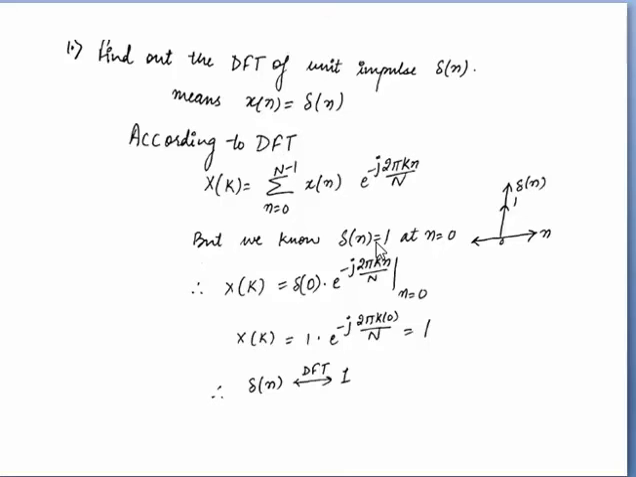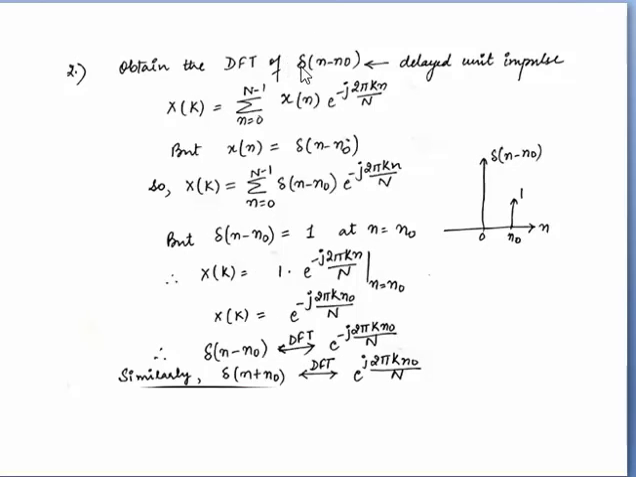Also we know delta of n, the unit impulse, is equal to 1 for n equal to 0. So this summation is only for n equal to 0. Delta of 0 into e raised to power minus j 2 pi k n over N at n equal to 0. So delta of 0 is 1. Put n equal to 0 here. e raised to power minus 0 is 1. Therefore, the DFT of the unit impulse signal is 1.